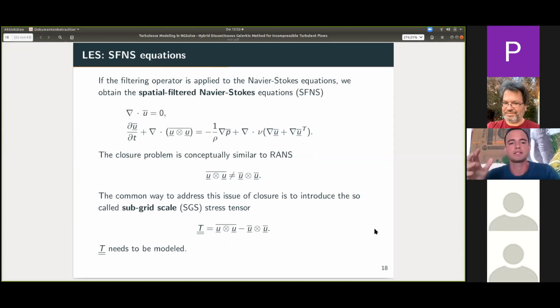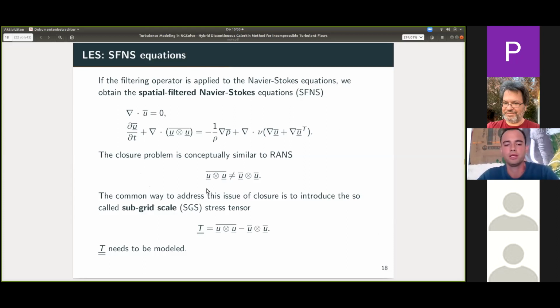So if we apply this filtering operator, the LES filter operator, onto our Navier-Stokes equations, we obtain the so-called spatially filtered Navier-Stokes equations, which can be seen here. We have basically the same equation as in the incompressible Navier-Stokes equation, but one problem: it commutes with the derivatives, but we do not know how to treat this filtering operator on the multiplication. So we have a very similar closure problem as in RANS. This does not equal, so the filtered product is not each filtered quantity times the filtered quantity.